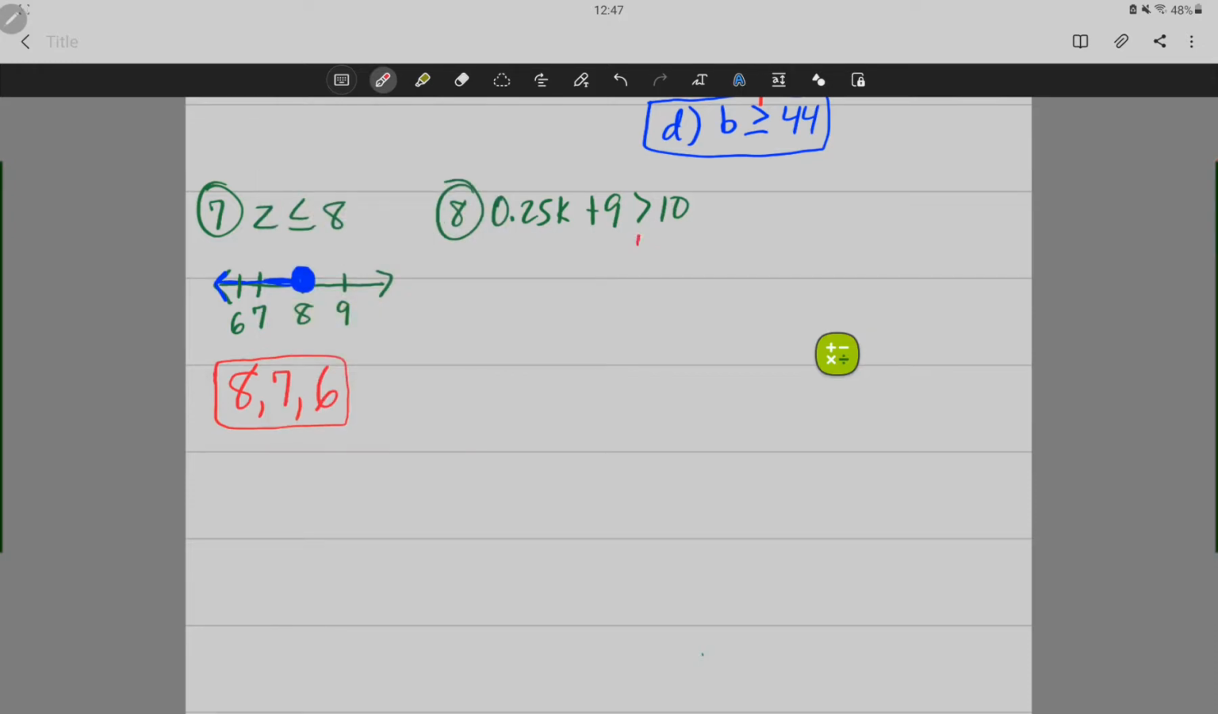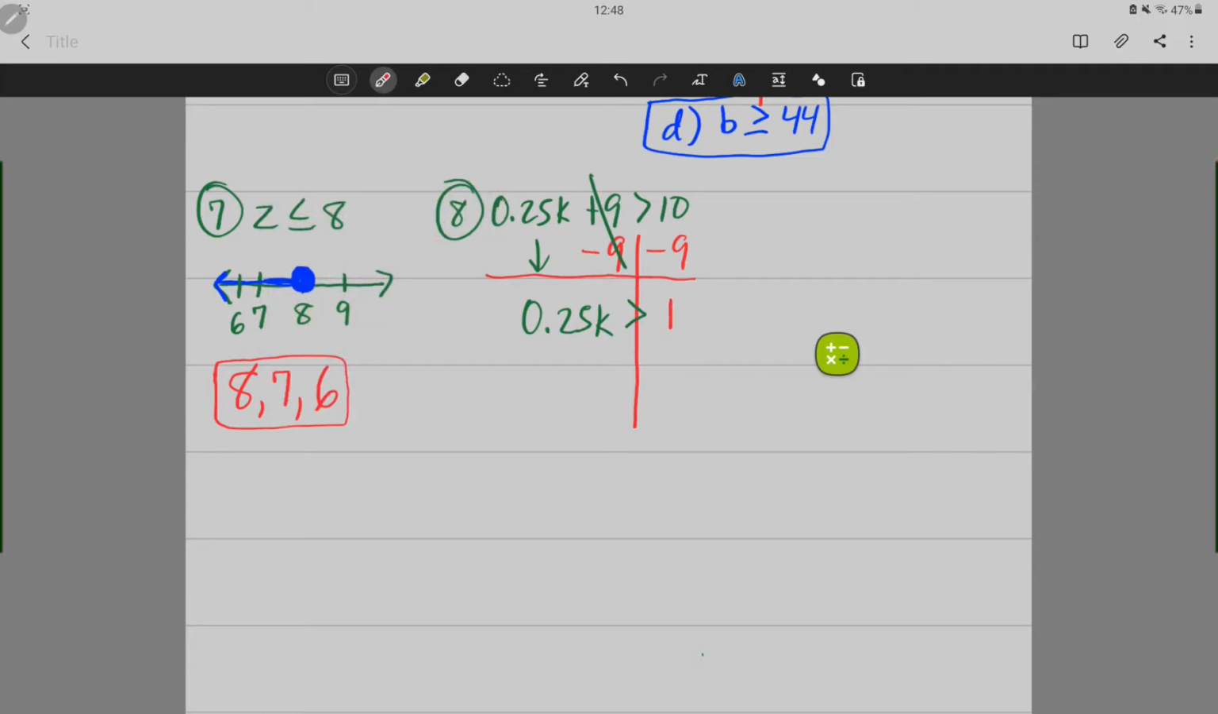So where the inequality symbol is, draw the line. Next, we want to get the variable k by itself. But looking at it, we see that it has the constant, which is positive 9, that we want to get rid of. So use inverse operation. The opposite of adding 9 is to subtract 9. So do that to both sides. 0.25k we haven't used yet, so just bring it down. 9 minus 9 is 0. Cancel that. Bring down our greater than symbol. 10 minus 9 is just 1.